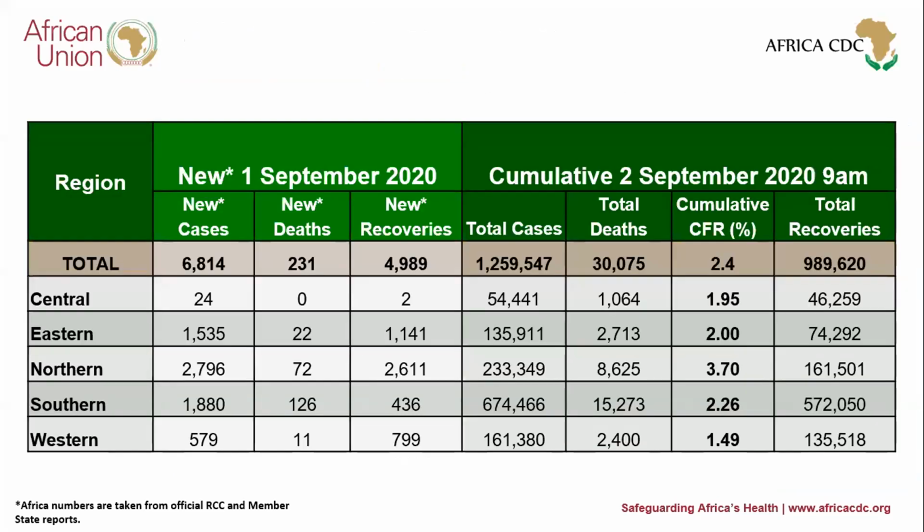This table shows the distribution of COVID-19 cases, deaths, and recoveries by AU regions. In the past day, close to 7,000 new cases, 231 deaths, and about 5,000 new recoveries have been reported from 55 AU member states. Of these, 44% of the new cases have been reported from the southern region, which also accounts for 65% of the new deaths and 56% of the new recoveries on the continent.